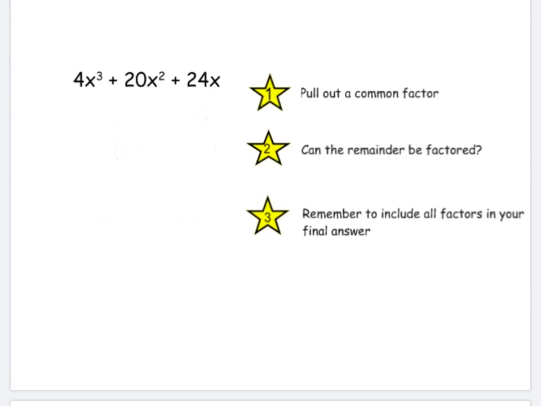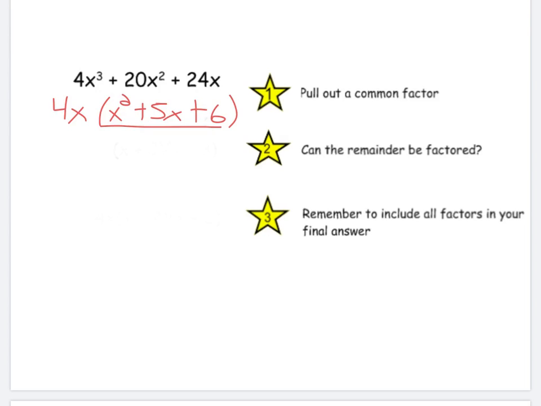Let's take a look at this one. 4x cubed plus 20x squared plus 24x. I need to pull out a common factor. So my common factor that I could pull out would be 4, but this time it would also have an x with it, because each term has an x that I could pull out. So if I take 4x out of 4x cubed, I would have x squared. If I take 4x out of 20x squared, I would have 5x. And if I take 4x out of 24x, I would have 6. So my extra, or my remaining, is x squared plus 5x plus 6.